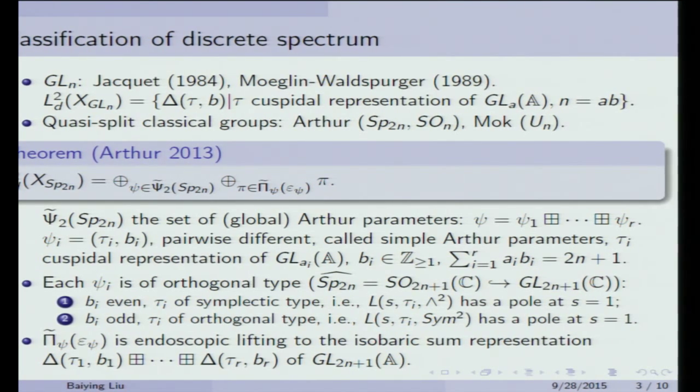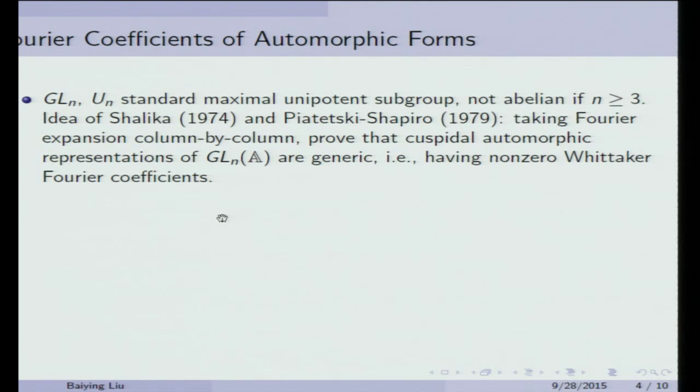We want to understand each packet better, so the tool we are going to use is the Fourier coefficients of automorphic forms. Let's see how to obtain Fourier coefficients. In the case of GL_n, the Fourier coefficient is usually defined on U_n, the upper triangular unipotent matrices, which is not abelian if n is bigger than or equal to 3. The idea of Shalika and Piatetski-Shapiro is that U_n has some abelian columns, so one can take Fourier expansion column by column. In this way, they prove that cuspidal automorphic representations of GL_n are generic, namely they have some non-zero Whittaker coefficient.